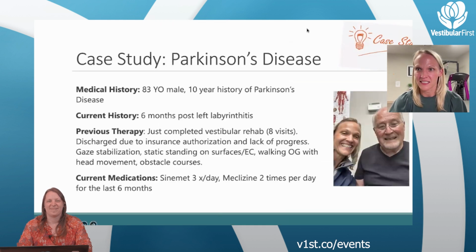Yeah. So, okay, let's go into this Parkinson's case. This is going to give us a little bit different kind of level. So this particular patient is 83 years old with a 10-year history of Parkinson's disease. Six months ago, he had a sudden onset of labyrinthitis. So now you have Parkinson's and labyrinthitis, full left hearing loss, very, very dizzy. He had just finished a session of vestibular rehab, but was discharged due to insurance authorization and lack of progress.